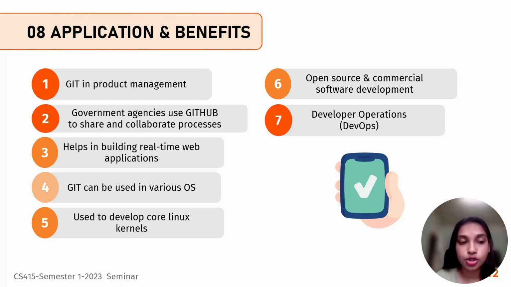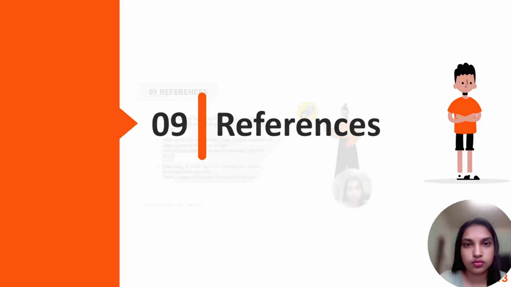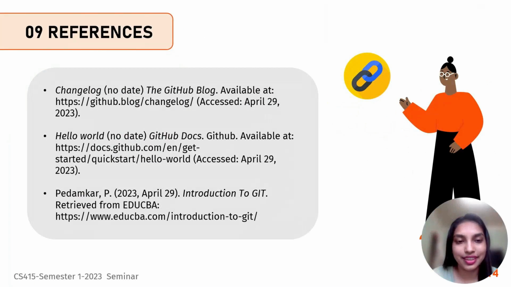GitHub is used to develop core Linux kernels. GitHub is also providing an open source and commercial software development platform. In developer operations, DevOps, GitHub can be used as part of a DevOps workflow, providing version control for code changes and integrating with other tools and platforms to streamline the software development process. Some of the references are given on the screen.